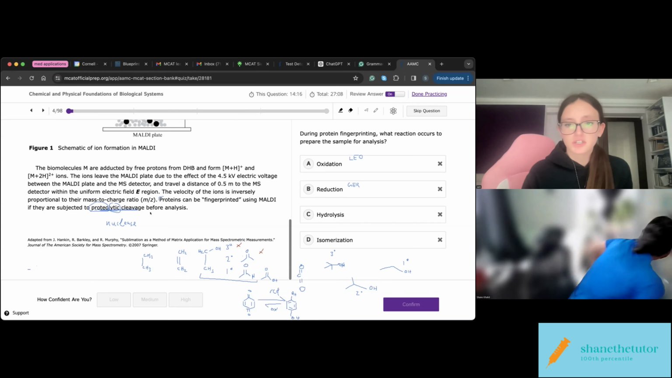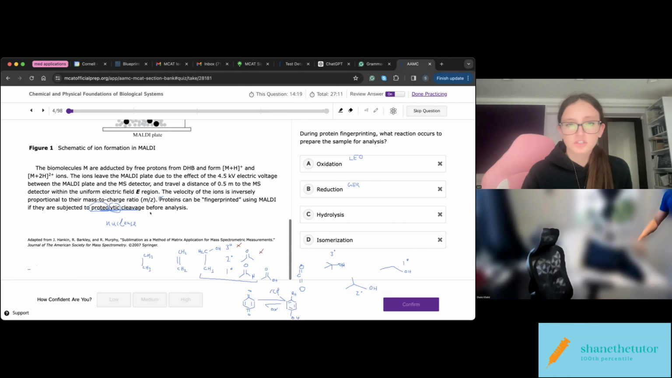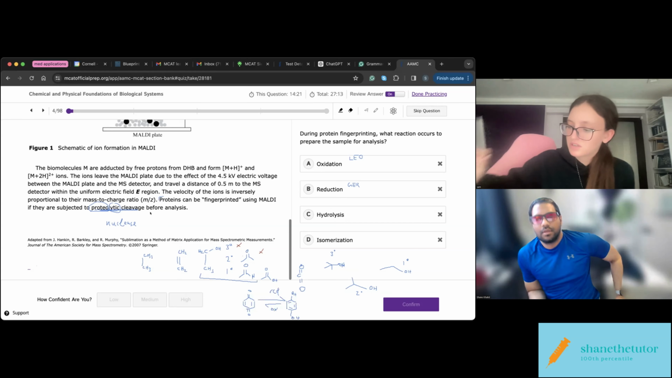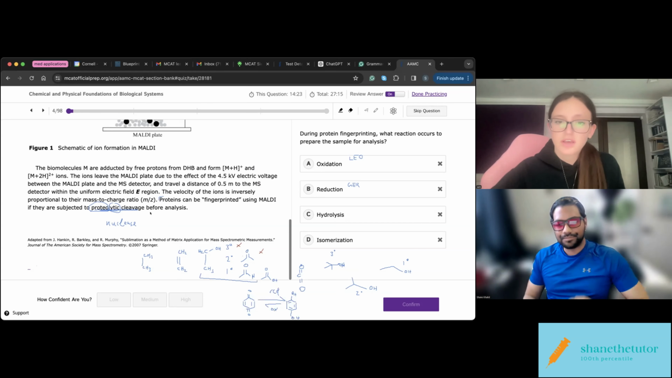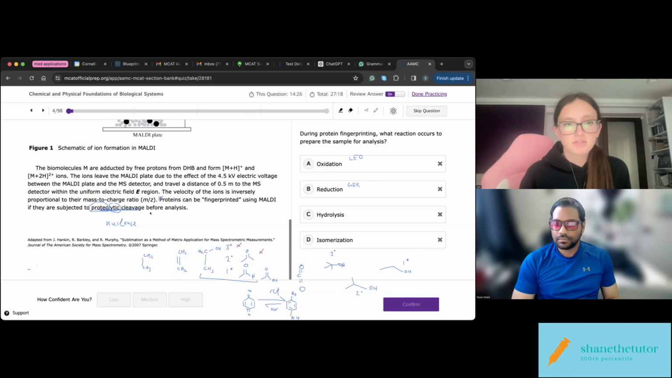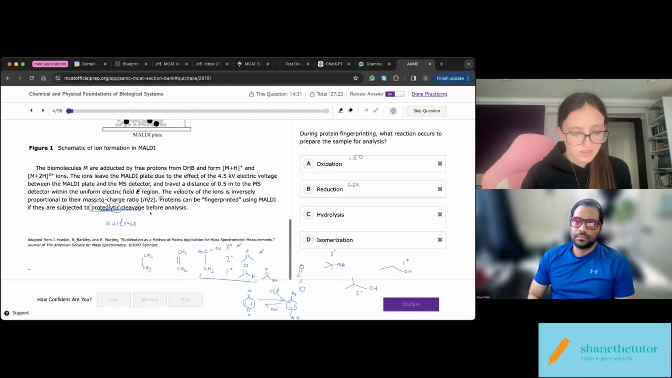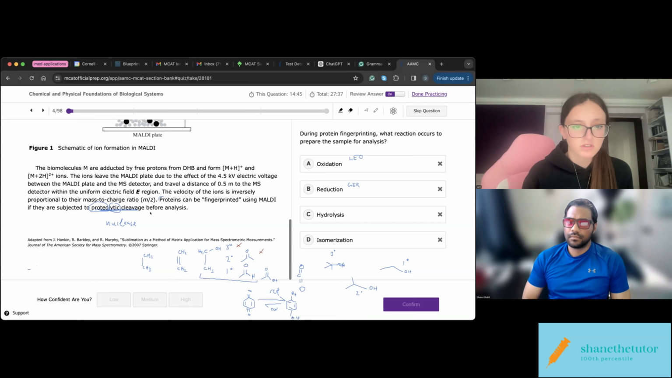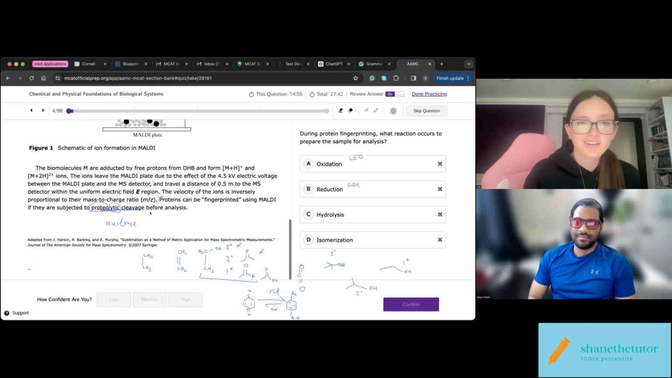Understand oxidation and reduction, isomerization. I want to make sure I have a good definition in my head of all of them, because for hydrolysis, it's like breaking it into smaller things, right? So if it says ions is inversely proportional to their mass, like to charge, is it like mass spectrometry or something? I feel like I'm grasping at straws here.